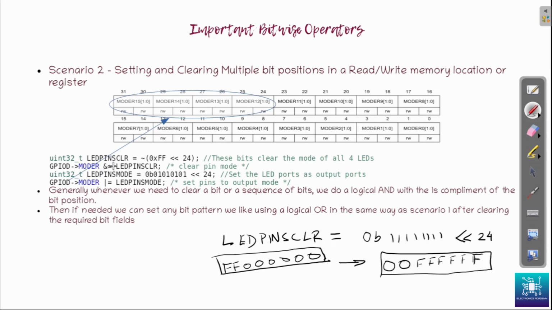Now when you AND this value with this register, what happens? Anything ANDed with a 1 retains that value. So if it was a 0, 0 with 1 remains a 0. If it was a 1, it remains a 1, and so on. So these values are unaffected. And these values, since if you AND anything with a 0, becomes a 0, all these values become 0. So only these fields are cleared. That is the meaning of this expression.